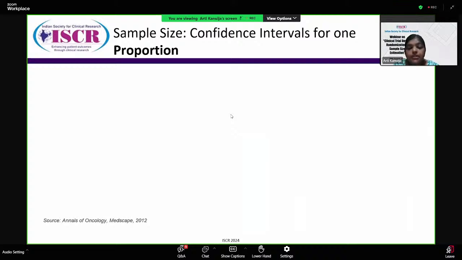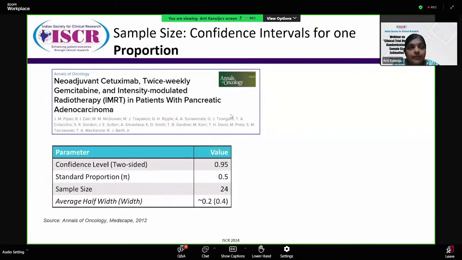Another example is a paper from Annals of Oncology, Medscape, from 2012. I have taken snapshots of that paper and the assumptions they had, and I have recalculated using software to understand whether what was done in the past was rightly done to achieve the research question they mentioned.